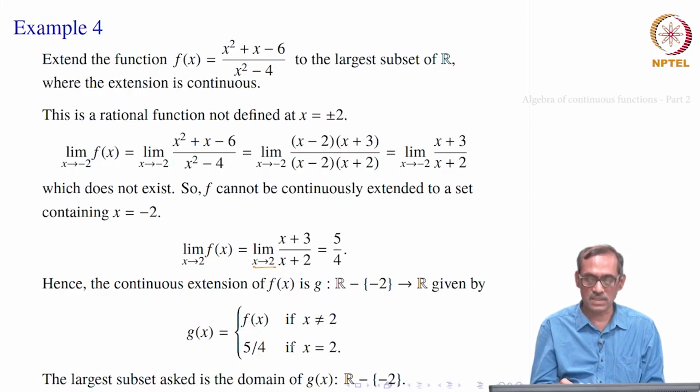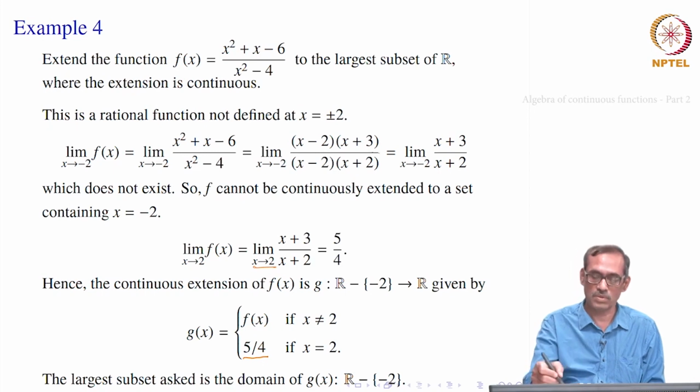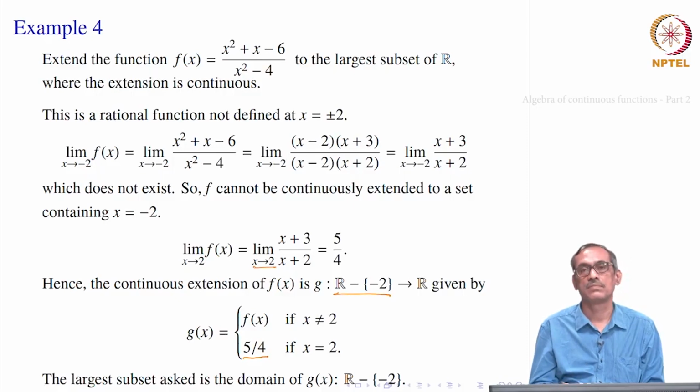So, since this limit exists and it is equal to 5 by 4, what we can do is we define the new value at x equal to 2 as 5 by 4. But of course, we cannot include minus 2 in our domain. So, our domain will be R minus {minus 2}, every real number except minus 2. On that, we define the new function as f of x when x is not equal to 2, and this limit 5 by 4 when x equal to 2.